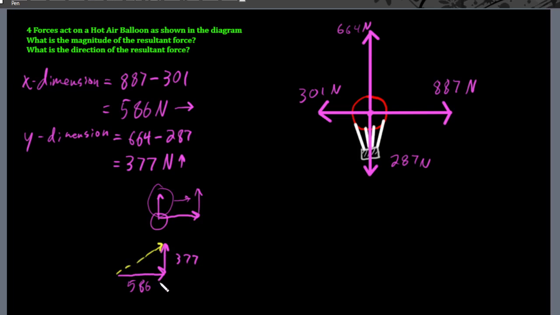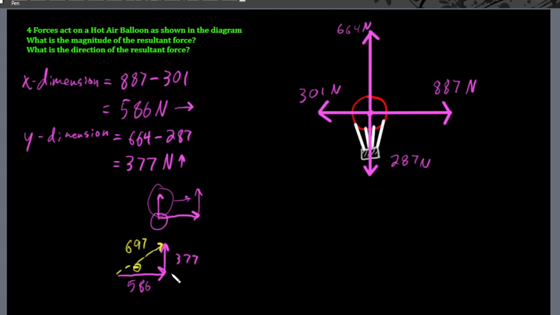When we do a squared plus b squared equals c squared, we will come up with 696.796. I'm just going to round that to 697 for the purpose of writing on my screen here. You, of course, should not round when you're doing your homework. So 697 newtons. And then the question is, what's our angle?